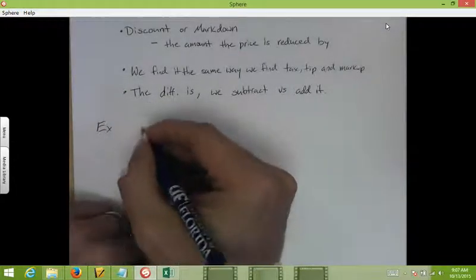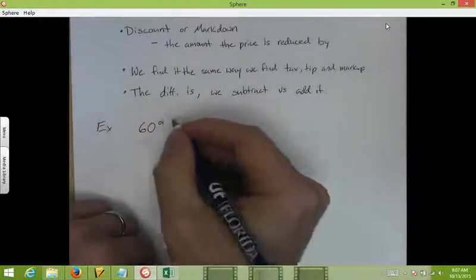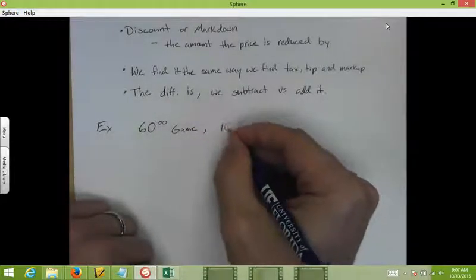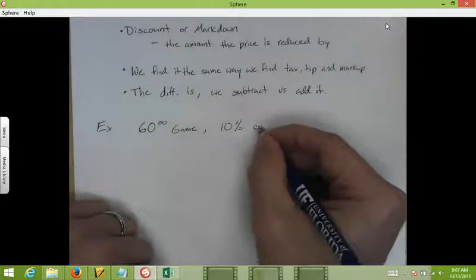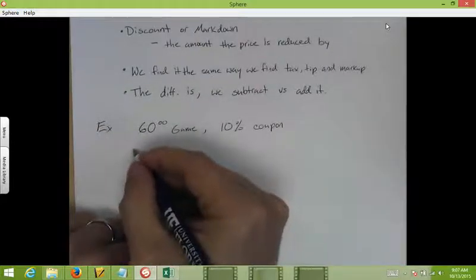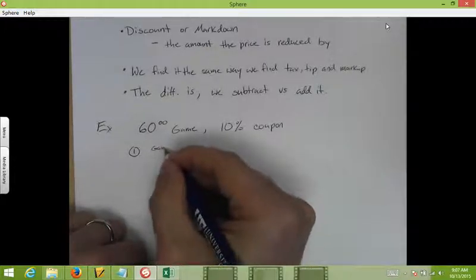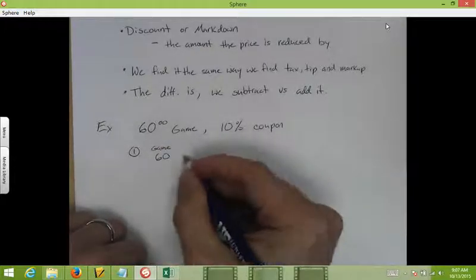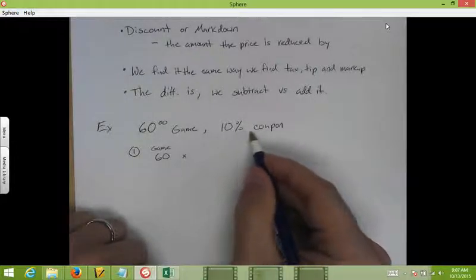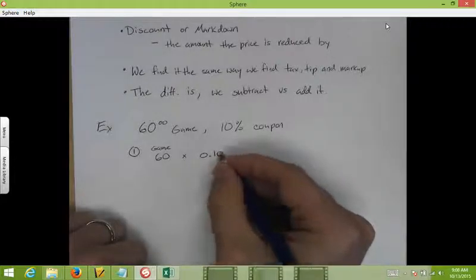Suppose you want to purchase a game. Let's say this game's $60. And let's say you have a 10% coupon. So, step one, you've got the cost of the game, and you're going to multiply it by this percent, this coupon percent, written as a decimal. So we have 0.10.